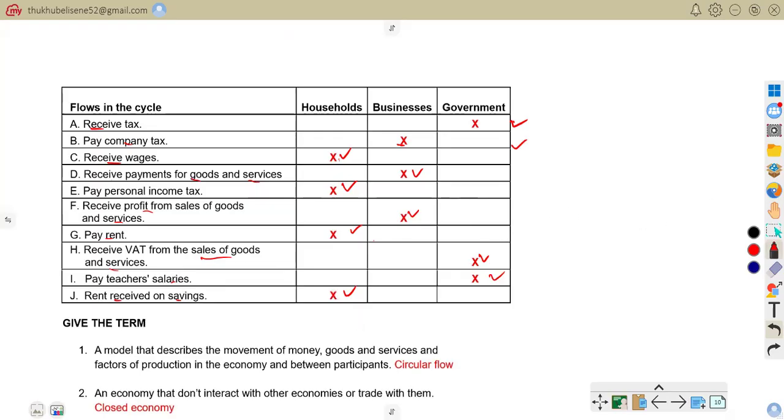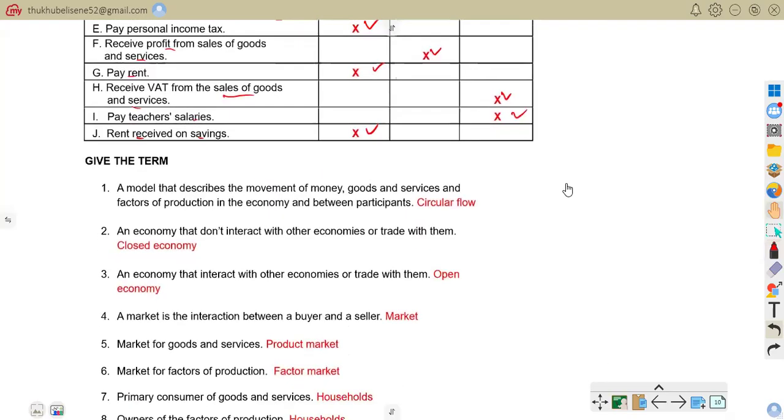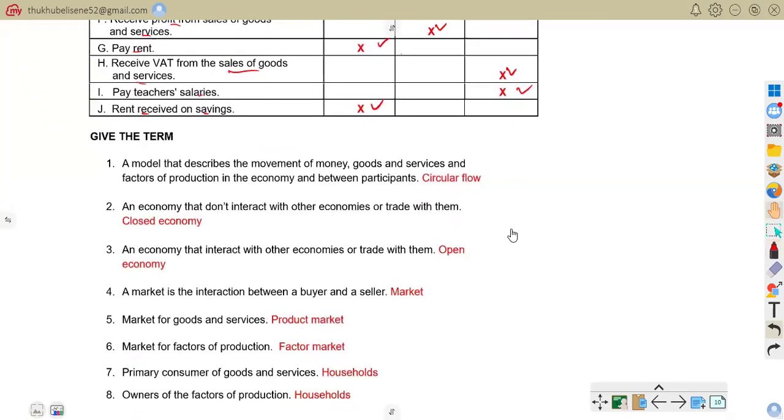So now let us move on, where we are to give one word terms. Let's attend to it. Give the term for a model that describes the movement of money, goods, and services, and factors of production in the economy between participants. That is circular flow. Circular flow is the one that describes the movement of money, goods and services, and also the factors of production.